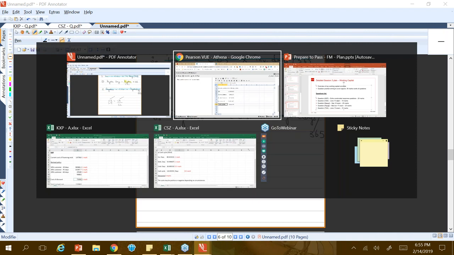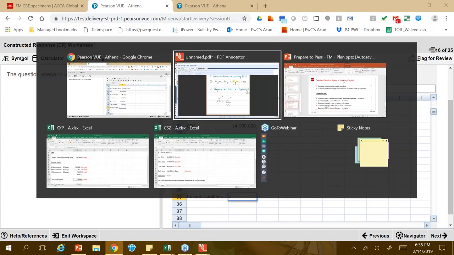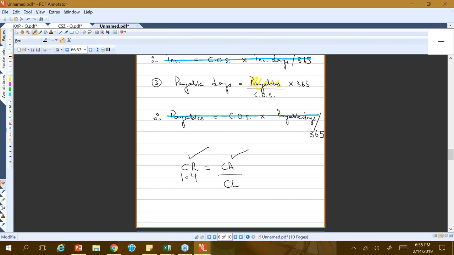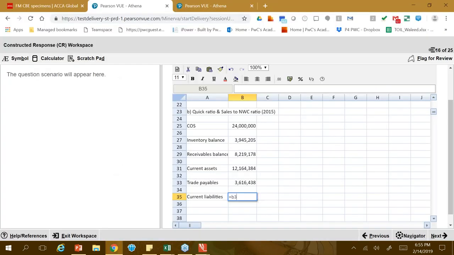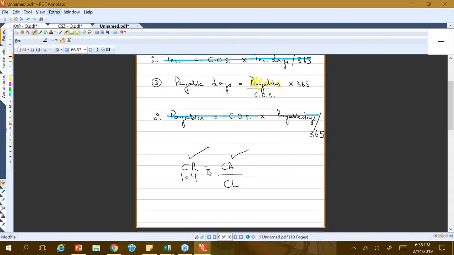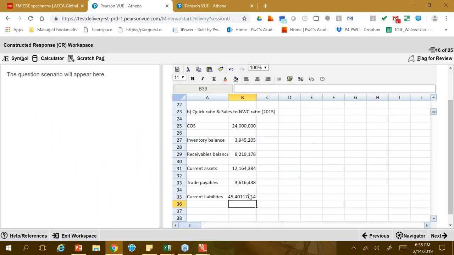So the current liabilities, we don't need the trade payables really. The current liabilities will be the current assets over the current ratio. So current assets are in B31, and the current ratio given in the question is 1.4. So current assets over the current ratio gives us our current liabilities, which are here 8688845. Okay, so I've got my current assets and my current liabilities now. Any questions at this point?